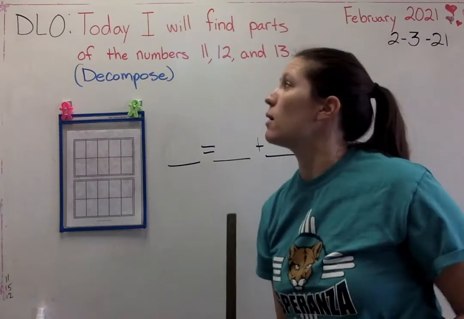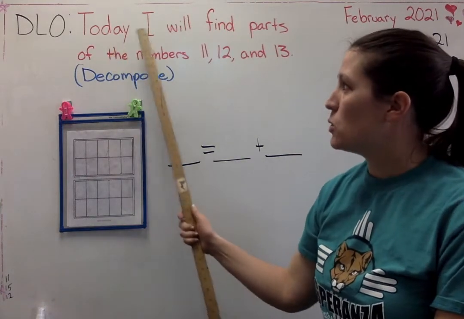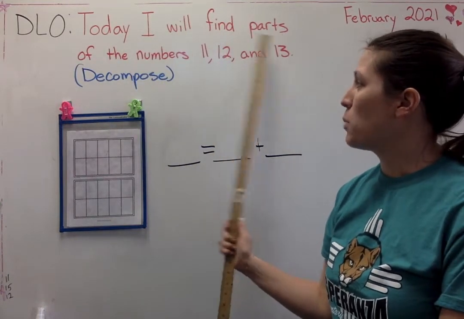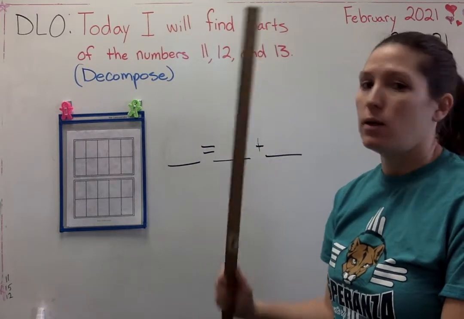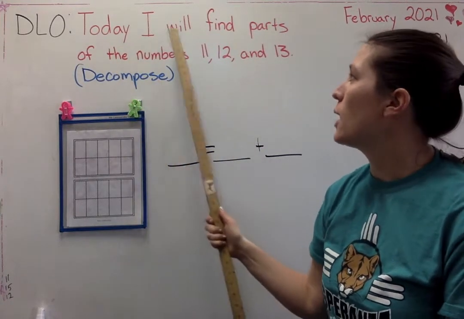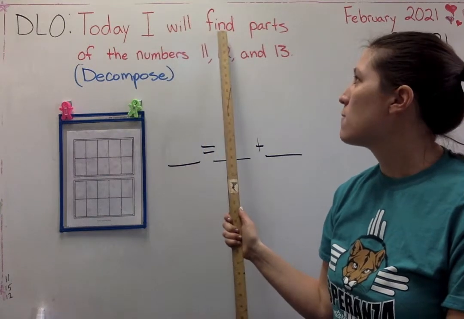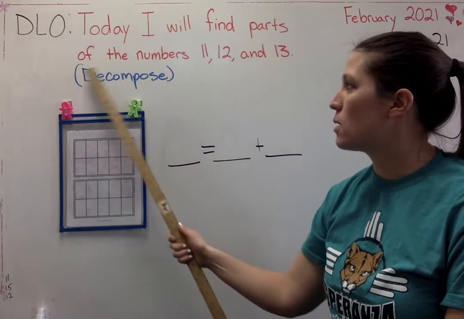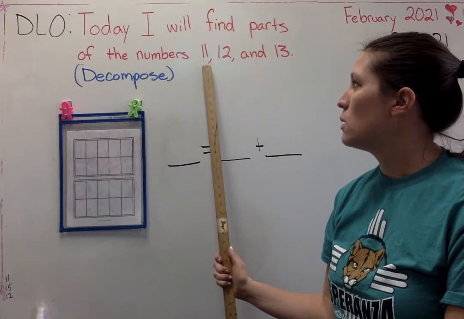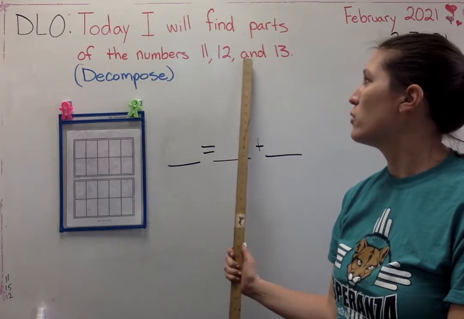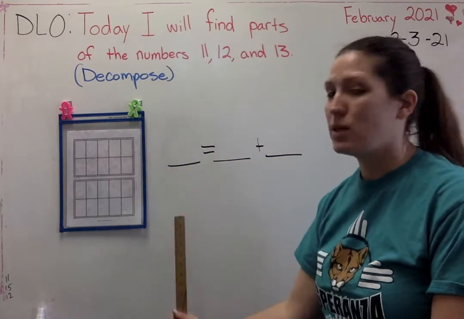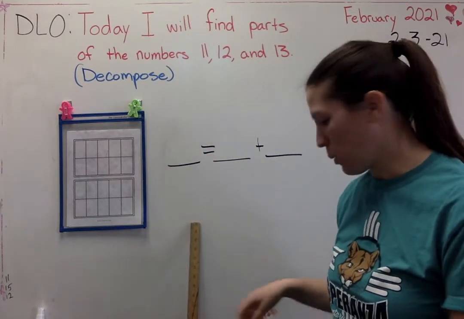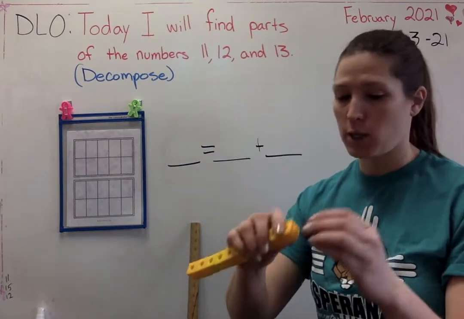Our DLO today, our daily learning objective: Today I will find parts of the numbers 11, 12, and 13. Now it's your turn. Today I will find parts of the numbers 11, 12, and 13. So when we're finding parts, we're decomposing. And decompose means break apart.